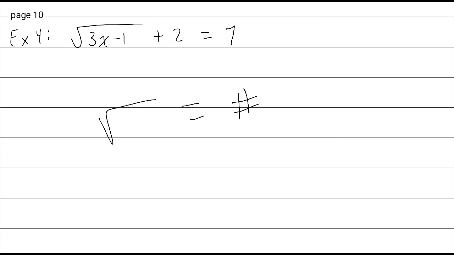All right, we are on example 4, just rolling right through these. Square root of 3x minus 1 plus 2 equals 7. Here's a little different one. It's different because it's not a radical equals some number. It's a radical, a number, and then another number. So what I need to do here is get the radical by itself. I'm going to subtract 2 from both sides.